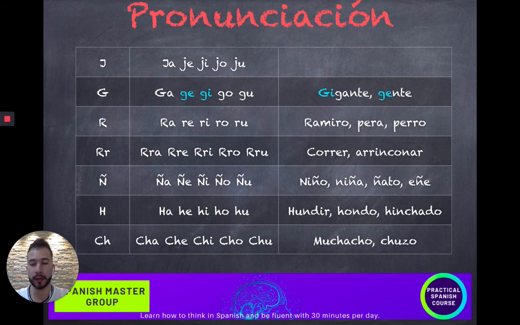Today we are going to see pronunciation with the consonants that are a little confusing for you, because in English they sound different and in Spanish they have a specific sound. In some cases, like G, the sound changes with E and I, and the R, for example, has a strong sound and a light sound.